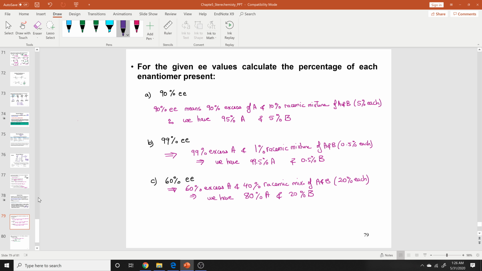For a given EE value, calculate the percentage of each enantiomer present. So if I'm given 90% EE, 90% enantiomeric excess means that I have 90% excess A and I have 10% racemic mixture. Whatever I am given is for A, and the leftover is for the racemic mixture. And I know that the racemic mixture is going to be 5% A, 5% B. So the percentage of A will be 90 plus 5, so it's going to be 95% A and 5% B. Do the same for 99% and 60%.